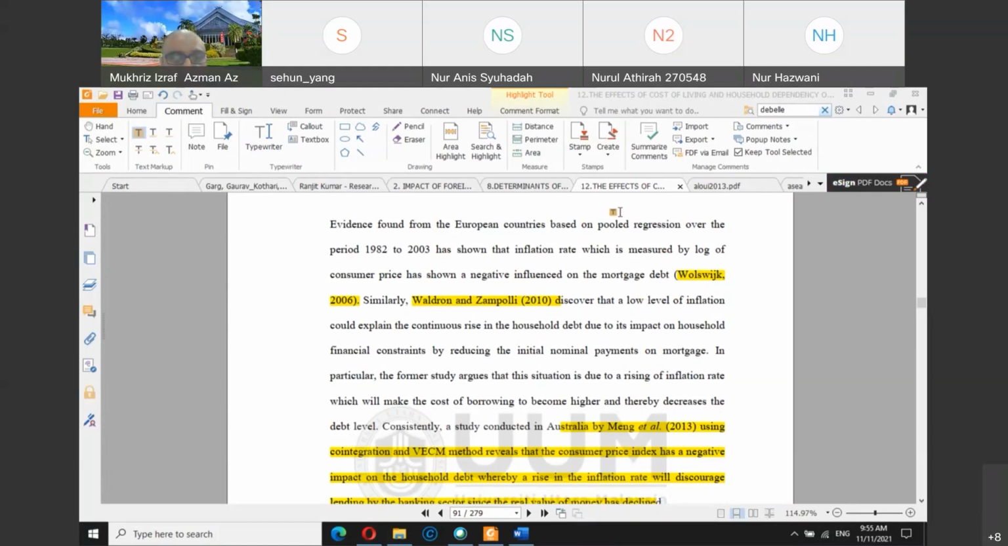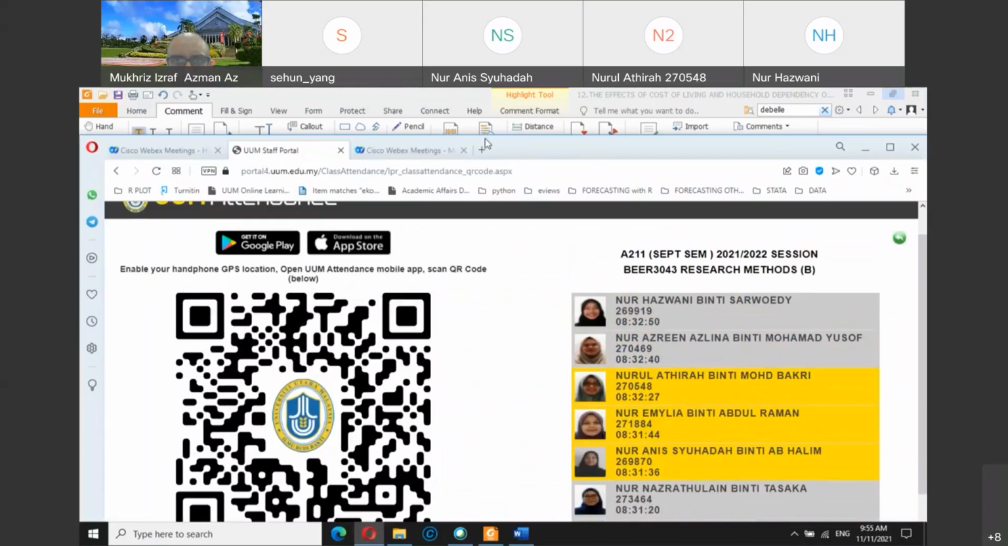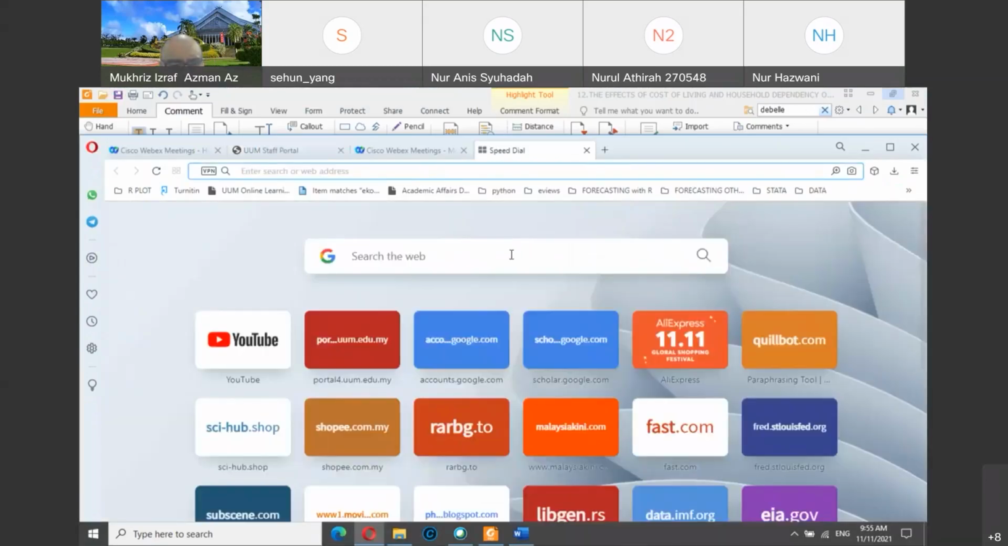But next Monday, I need everyone to share your screen. I especially want to see how you extract articles from Google Scholar, and how you export them into your Microsoft Word or into software like Zotero. So please download Zotero first. You can just go to Google, type Zotero, and then you can see. It's quite simple.